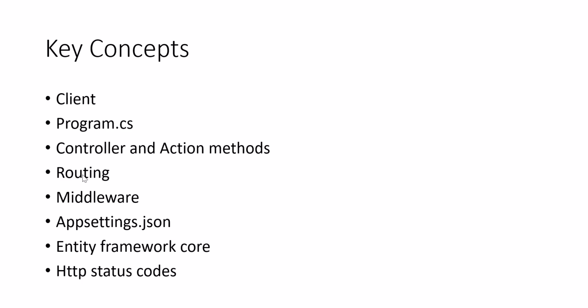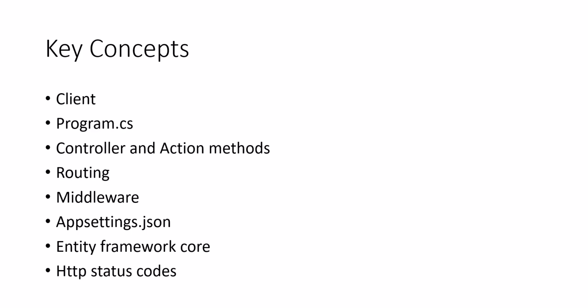Next, coming to routing. Routing is basically a concept which tells how to route your URL to the appropriate controller and action methods. In the web API, we would be using attribute based routing. Okay, and we will also see how we can configure that routing in my application, right?